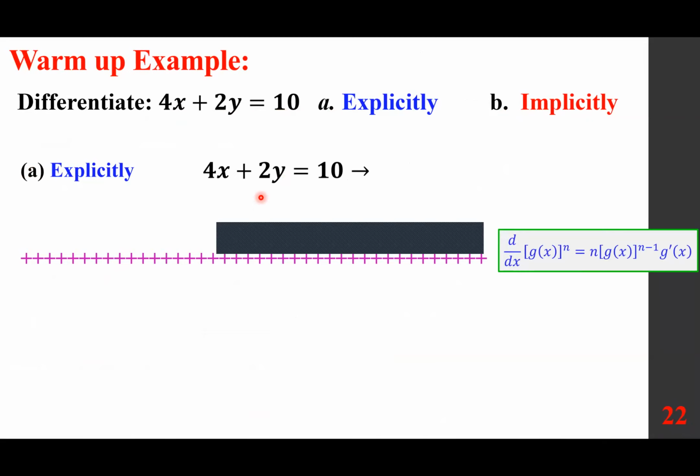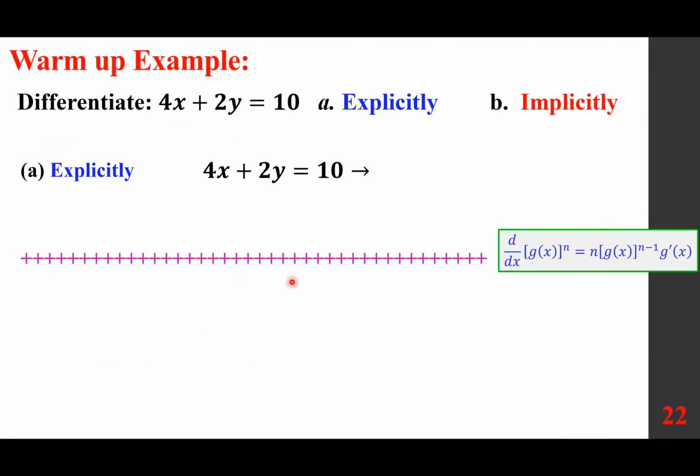So we move the 4x to the right. All we have to do is divide by 2, both sides. y becomes negative 2x plus 5, and therefore y prime is negative 2. It's very straightforward.